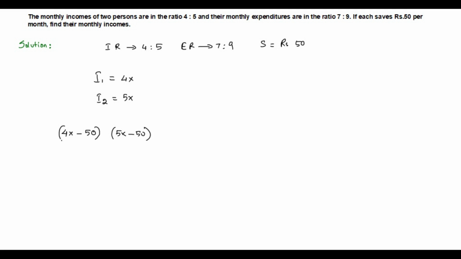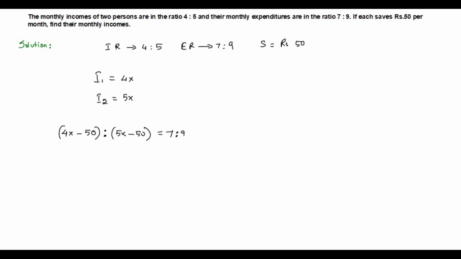So income, expenditure of the first person, expenditure of the second person. So if you do ratio between them, this is the ratio of expenditures of two persons. But already the expenditure ratio is given in the question, that is 7:9. So this is equal to 7:9. Now we have to solve this equation for x.